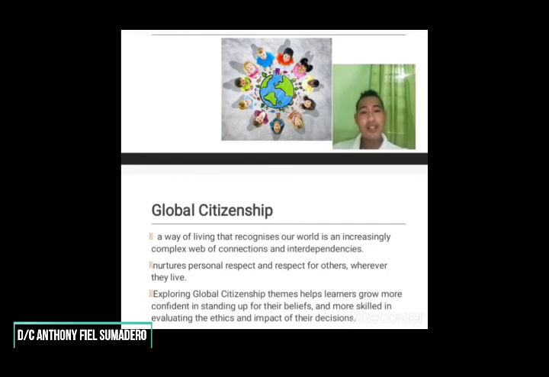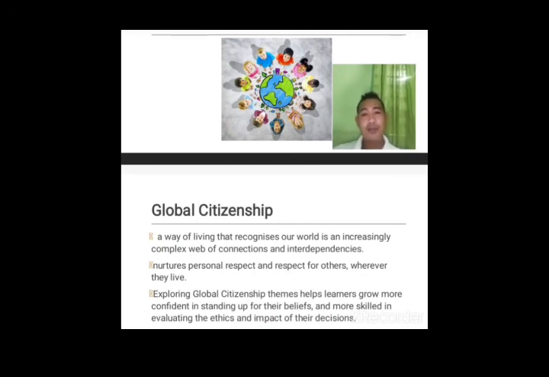My topic is global citizenship, a way of living that recognizes our world is an increasingly complex web of connections and interdependencies. Second, it nurtures respect for oneself and respect for others, wherever they live. Third, exploring global citizenship themes helps learners grow more confident in standing up for their beliefs, and gain more skills in evaluating the ethics and impact of their decisions.